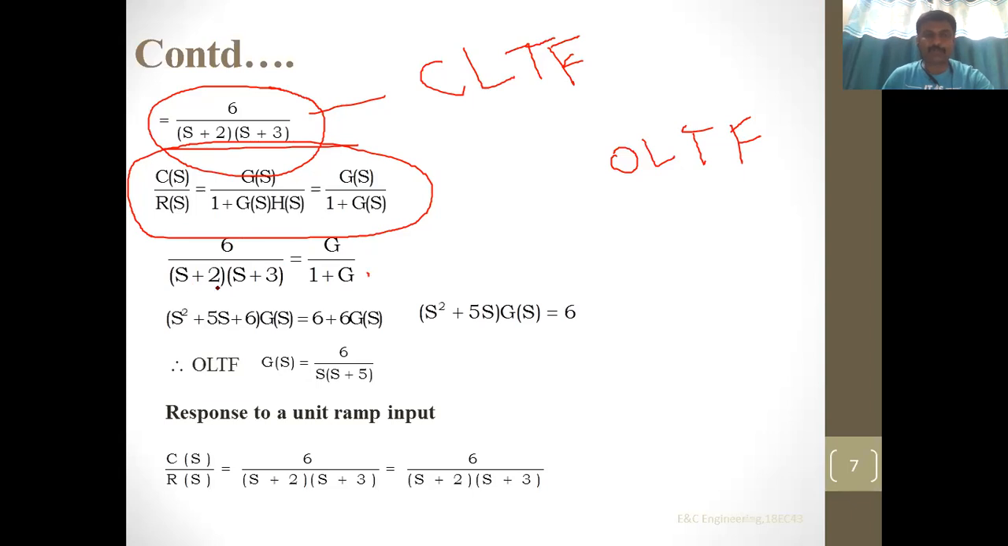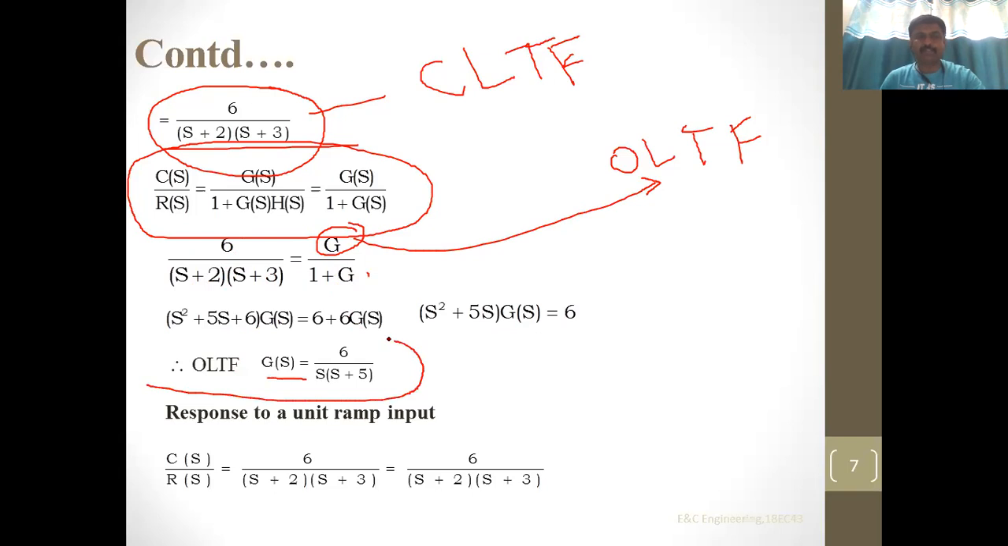6 divided by s plus 2 into s plus 3. This is g divided by 1 plus g. Our interest is to find the value of g. Open loop transfer function is g. Cross multiply. This is 6 into 6 plus 6g. Now this is s square plus 5s plus 6 into g. After simplification, this g of s results with a value 6 divided by s into s plus 5.